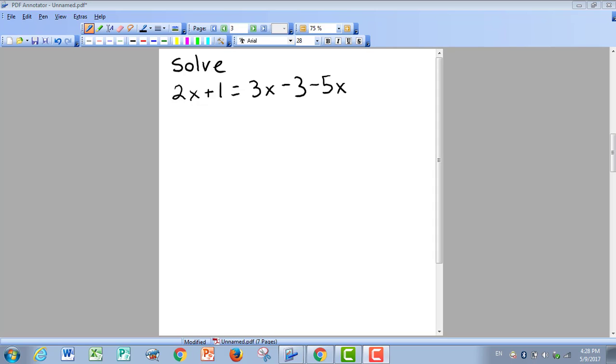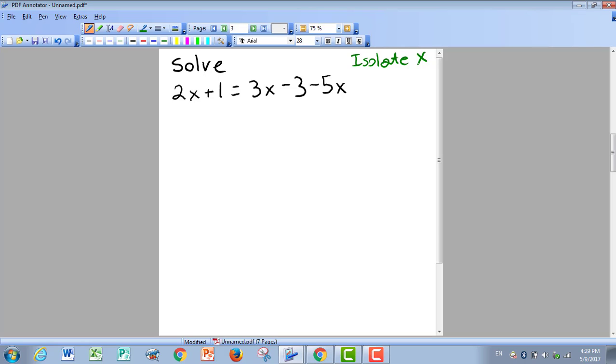Hi, so we're solving equations here, and it says solve: 2x plus 1 equals 3x minus 3 minus 5x. Now, always the goal when you're solving is to isolate your variable, and in this case, my variable is x, so I have to isolate x. And the problem is I have x's all over the place here. I have them on the left. I have two different x's on the right. Super hard to isolate if I have them all over the place. So I need to combine them.